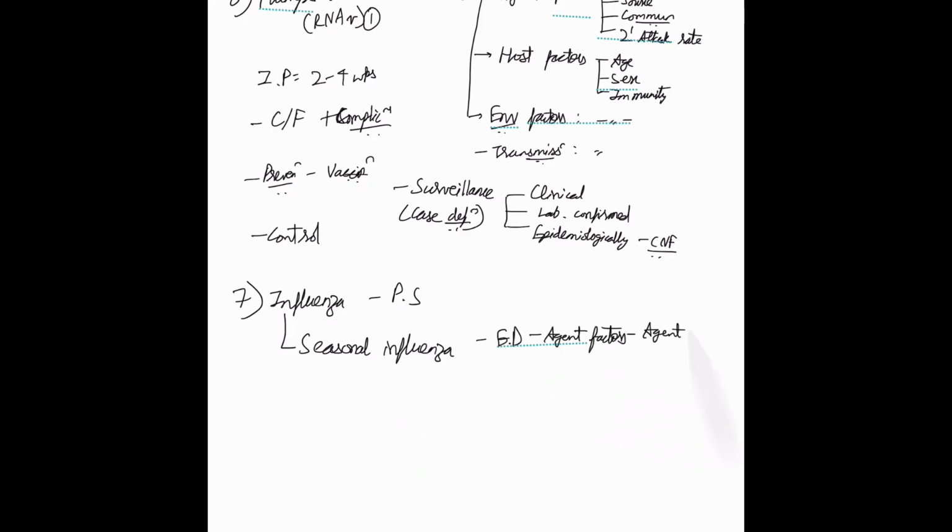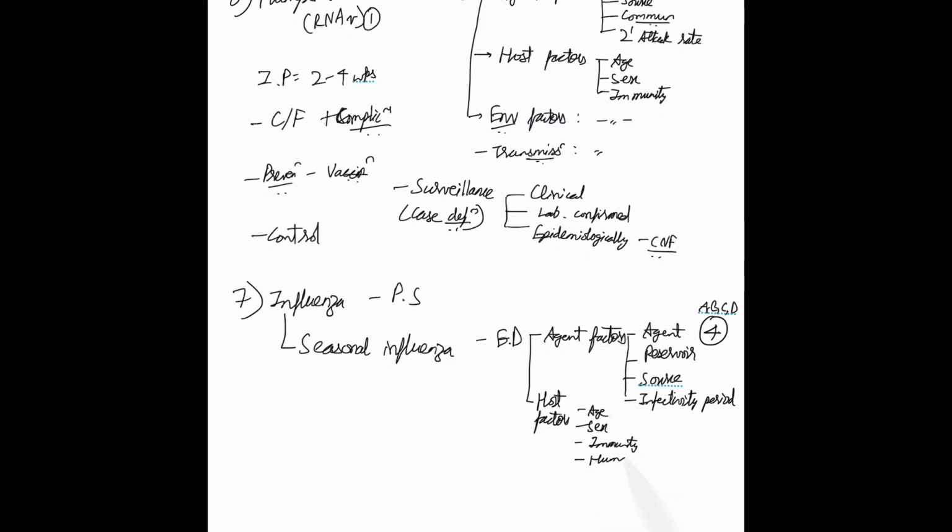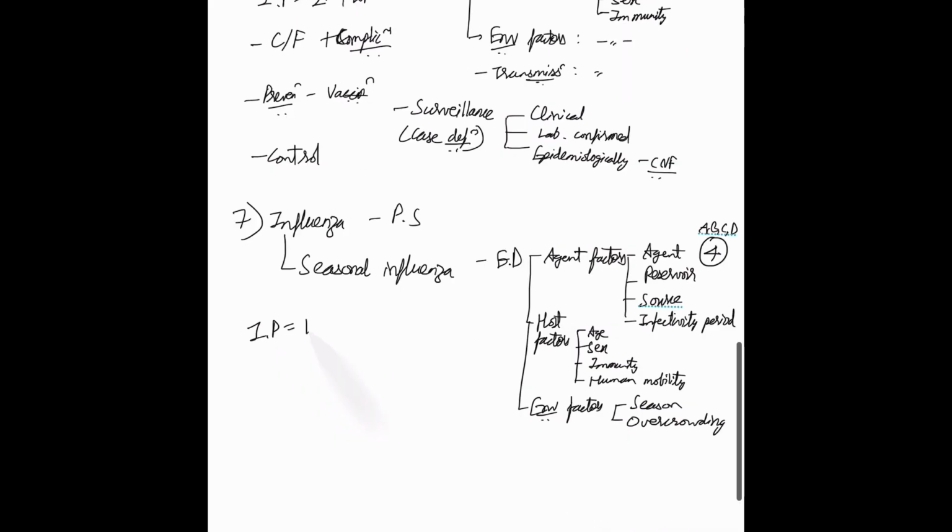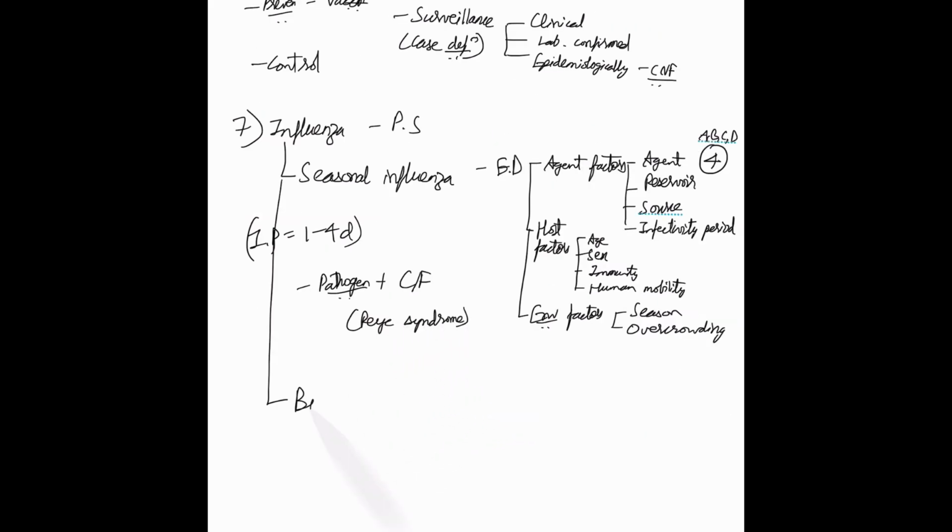Next, we have influenza, in which, of course, we have the problem statement. And then we have the epidemiological determinants, in which have agent factors. The agent has 4 serotypes A, B, C, D, reservoir, and then source, and then infectivity period. Under host factors, we have age, sex, immunity, and human mobility. Under environmental factors, we have the season and overcrowding. Incubation period is 1 to 4 days.